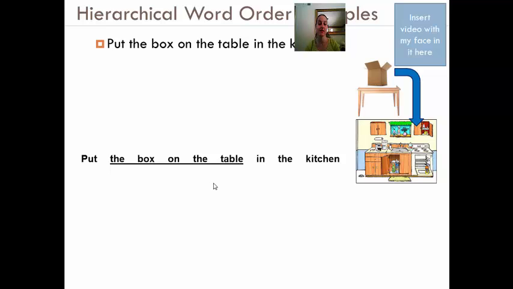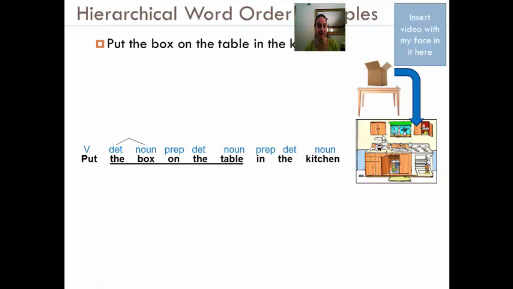So what it means is, see how the box on the table is underlined? It means that there's a box on the table that someone wants you to put in the kitchen. They want you to put the box in the kitchen. And they're telling you that the box is on the table so that you know where to find the box in order to put it in the kitchen. Okay?